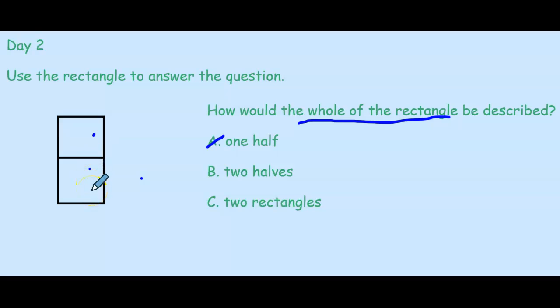But remember, we need to look at all of the answer choices before we pick the best answer last. So we'll leave B alone. And look at C, 2 rectangles. No, these are not 2 rectangles. It's 1 rectangle partitioned into 2 equal parts. So it can't be C. That means the best answer is B. Great job.